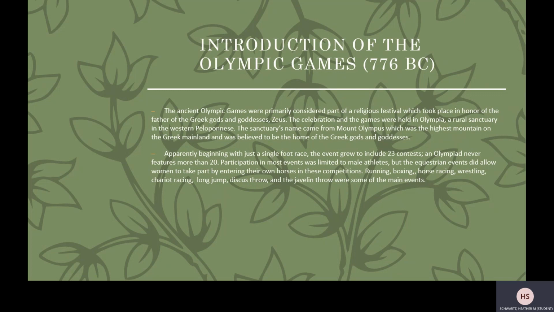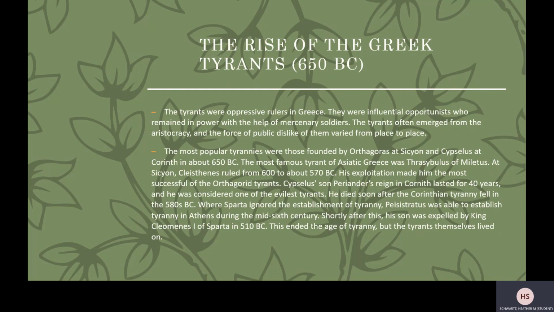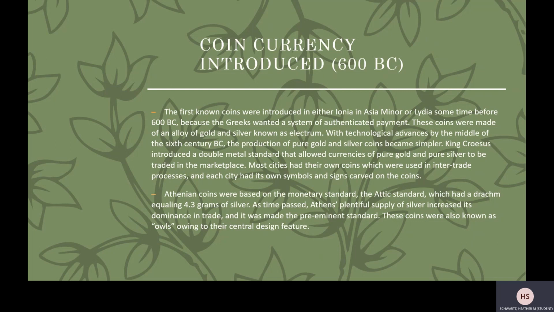Next is the introduction of the Olympic Games, and they were taken in honor of Zeus. This is the rise of the Greek tyrants, and during this time, many people in Greece came and fell from power. In 600 BC, the coin currency was introduced. In Athens, the coins had owls on them, which were in honor of Athena, whose symbol was an owl.